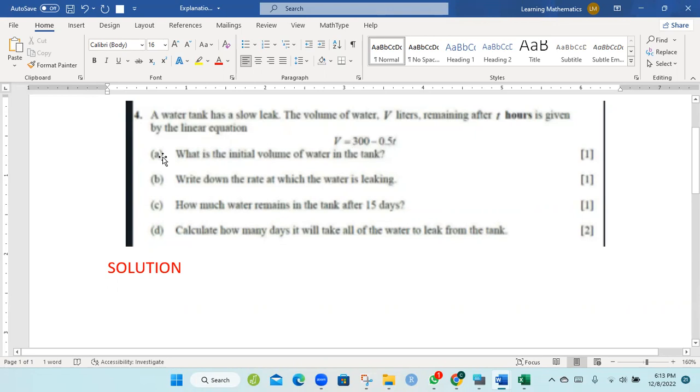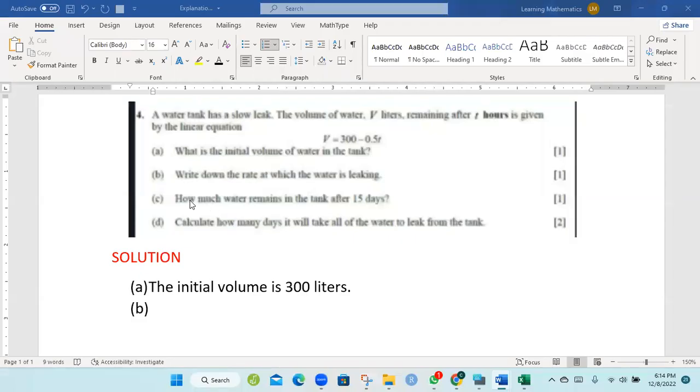So the first question says, what is the initial volume of the water in the tank? So the initial volume must be 300 liters. That's the y-intercept. Part B asking, write down the rate at which the water is leaking. So the water is leaking at the gradient, that is negative 0.5. So the water is leaking at 0.5 liters every hour.